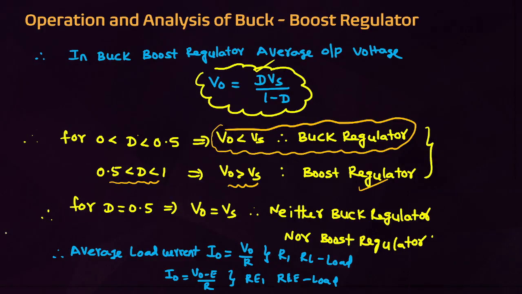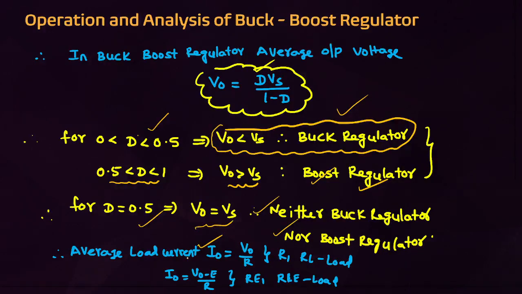That is, for duty cycle less than 0.5, it acts as a buck regulator. Duty cycle greater than 0.5, it acts as a boost regulator. If the duty cycle is equal to 0.5, neither buck regulator nor boost regulator, that is V naught equal to Vs. It cannot step up, it cannot step down.